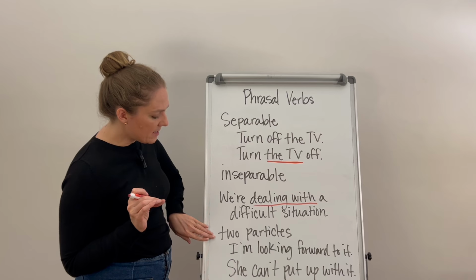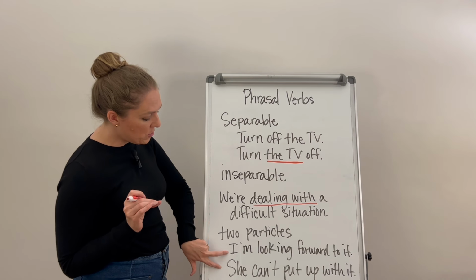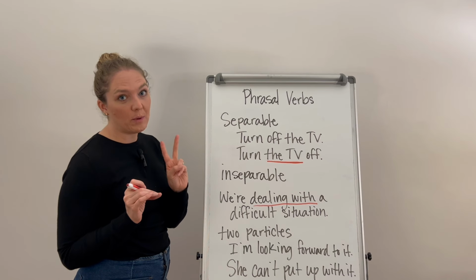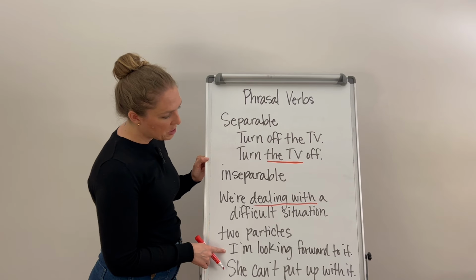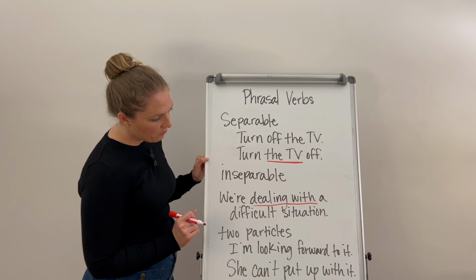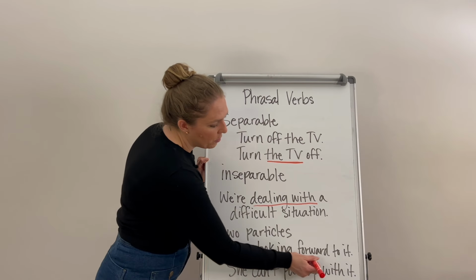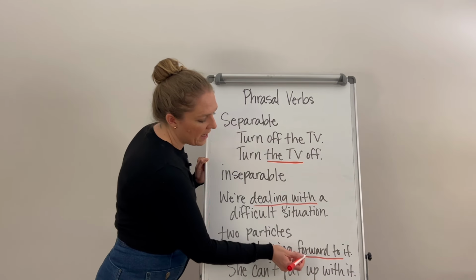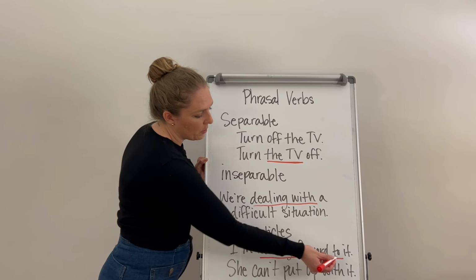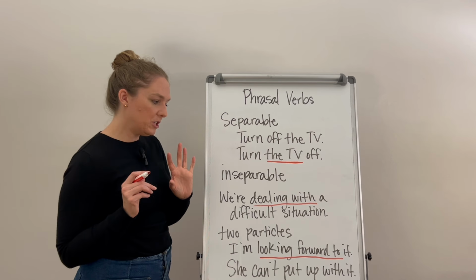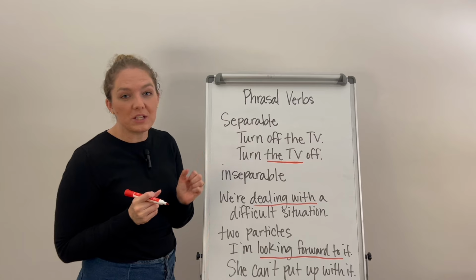And then finally, sometimes the phrasal verb will have two particles. I have two examples here of two particles with the phrasal verb. I'm looking forward to it. So the phrasal verb is looking forward to. So we have two particles, forward and to. Looking forward to means you're excited about something that is going to happen.